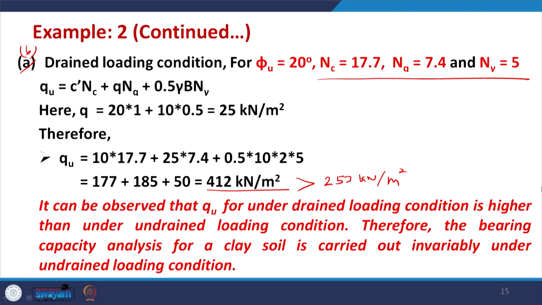So, the capacity under drained loading condition is higher than under undrained loading conditions. Therefore, the bearing capacity analysis for clays should be carried out invariably under undrained loading condition. Why? The simple reason is that we want to be on the conservative side. So, the answer for undrained loading condition is that qu is smaller.